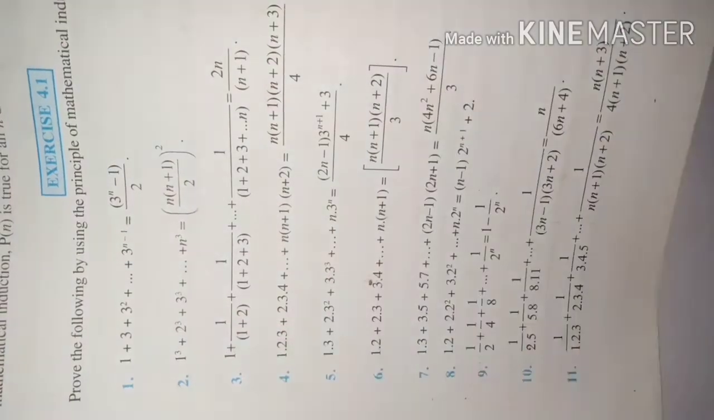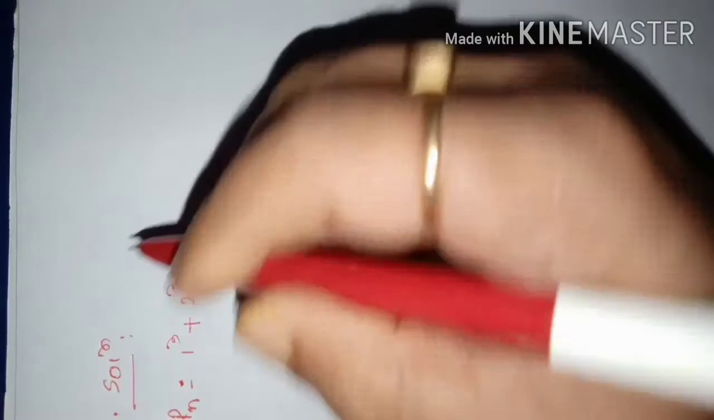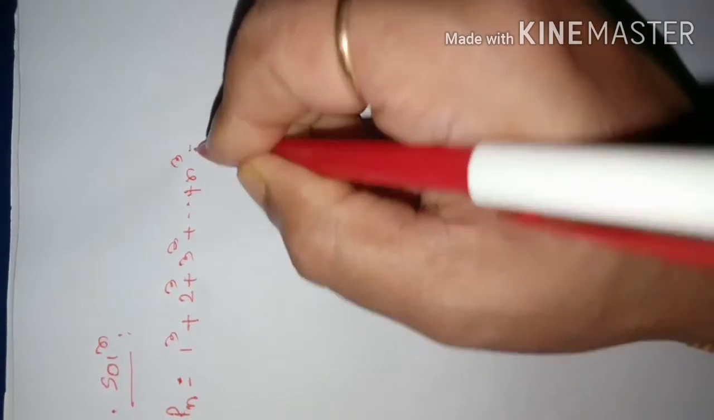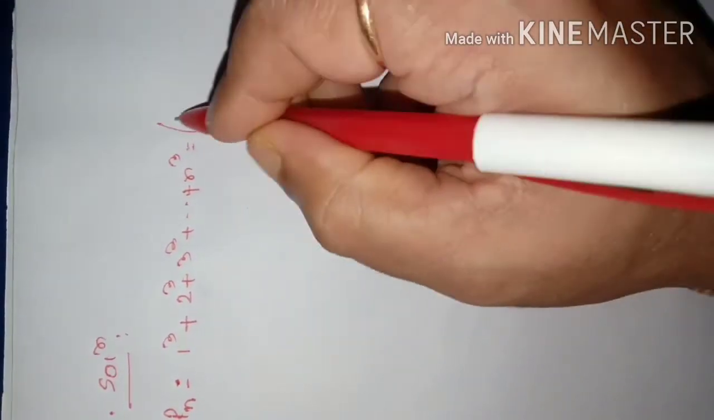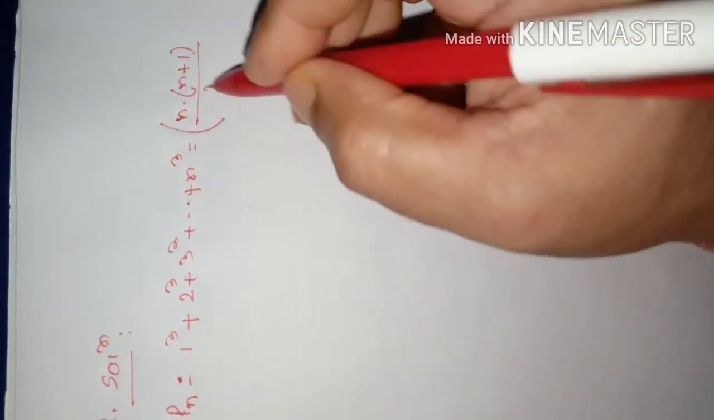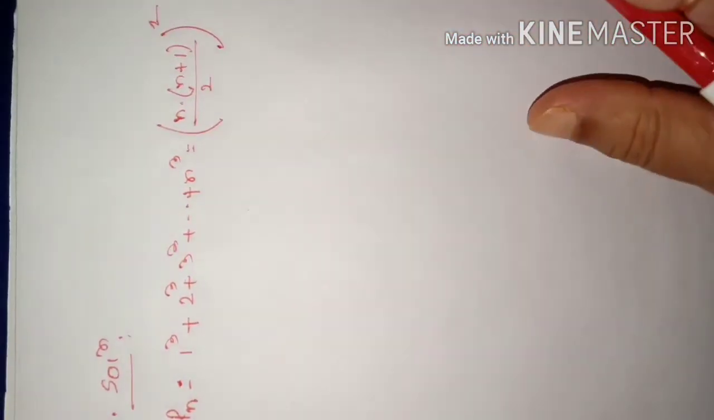And we'll go step by step. Question number 2, you see. So here the statement is Pn: 1 cube plus 2 cube plus 3 cube plus dot dot dot plus n cube is equal to, we have to show it as, n times n plus 1 by 2, the whole square, by method of induction, principle of mathematical induction.